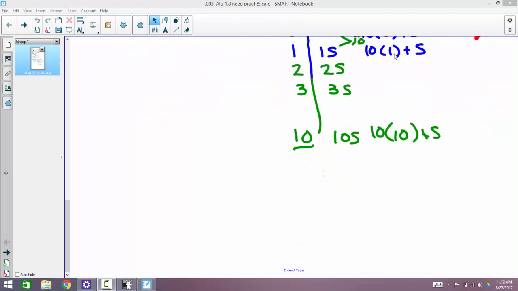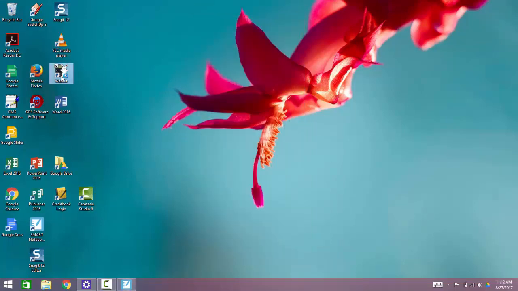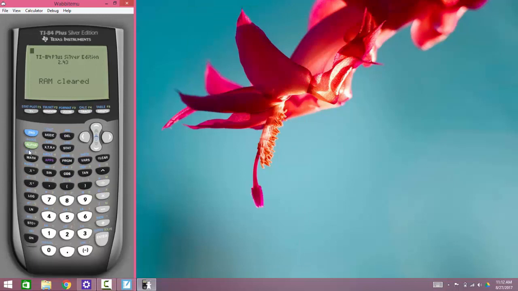All right, I'm going to show you how to do this on your graphing calculator. So if you open the little bunny right here, Wobbit, your calculator should appear. And the first thing you want to do is clear your memory. It's probably clear, but second plus 712 will clear your memory.